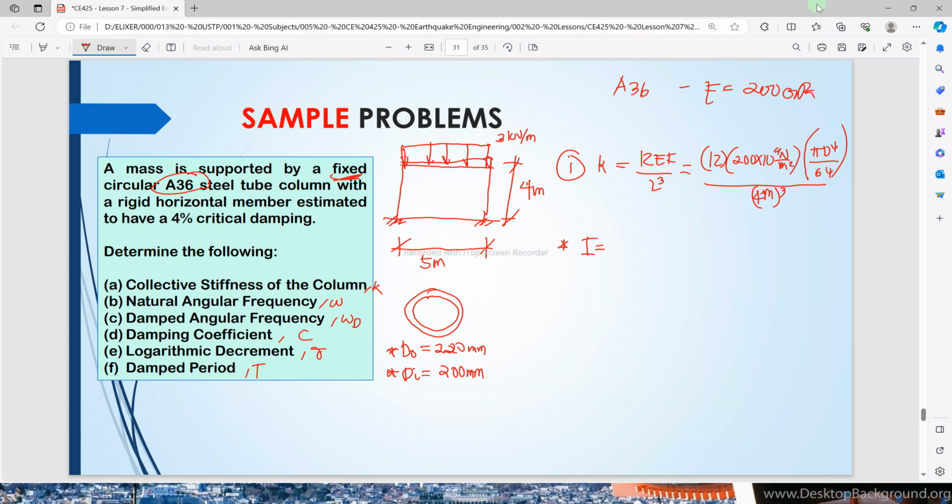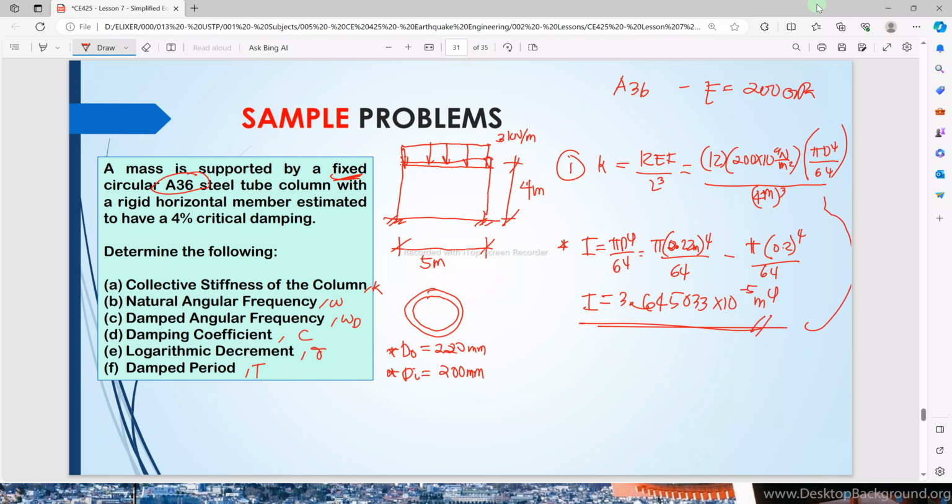So for I, we have pi d to the fourth over 64. So we have pi times, we just keep the units in meters, 0.22 meters to the fourth over 64 minus the inner diameter 0.2 to the fourth over 64. So eventually we have I equal to 3.645033 times 10 to the negative 5 meters to the fourth.